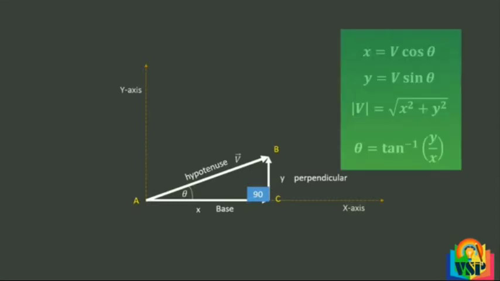Theta is equal to tan inverse of y by x. It gives the direction. x equal to v cos theta, y is equal to v sin theta. Magnitude of v is equal to root of x square plus y square. Theta is equal to tan inverse of y by x. In the last class we discussed resolution of a vector in a plane.